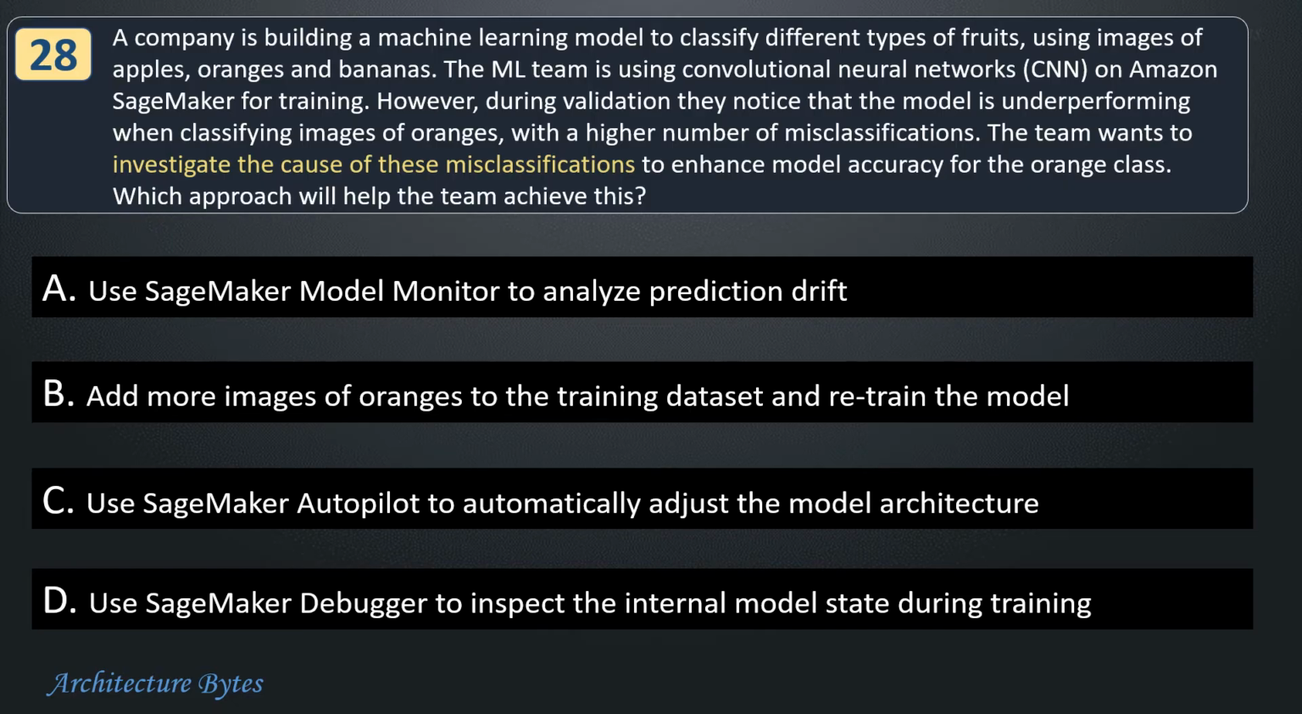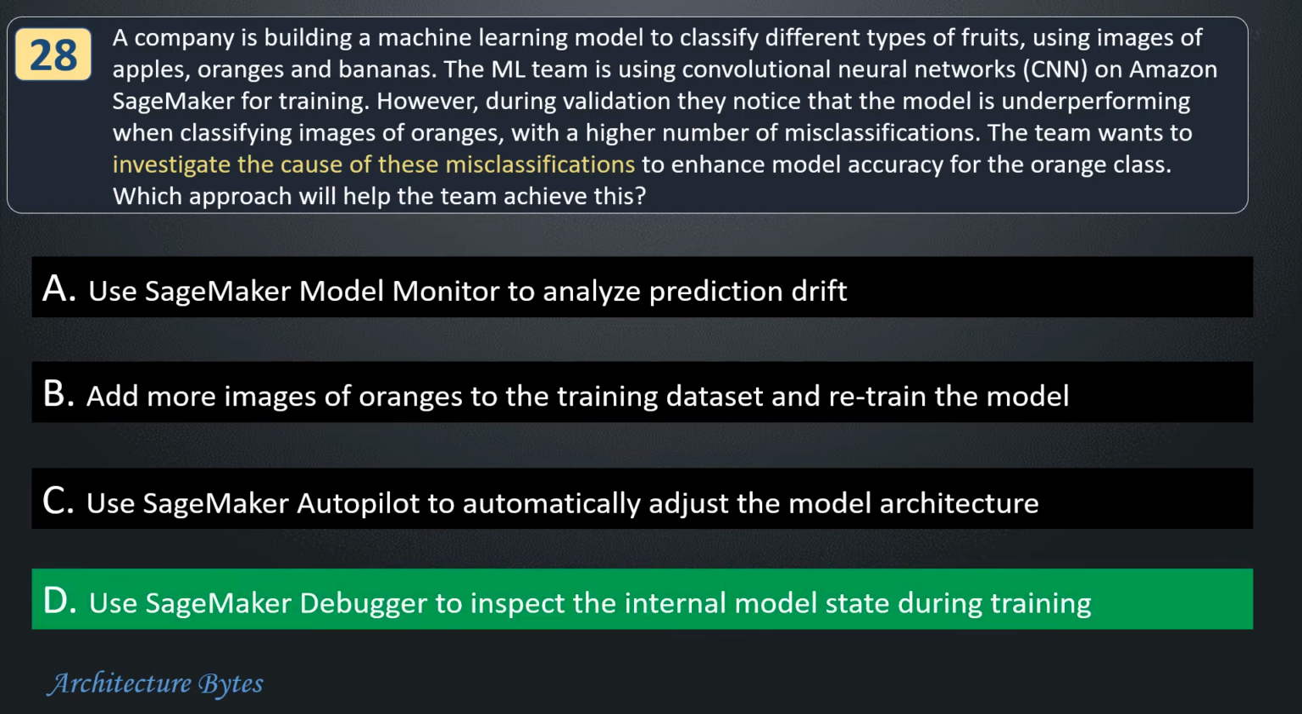Option A, use SageMaker Model Monitor to analyze prediction drift. Option B, add more images of oranges to the training dataset and retrain the model. Option C, use SageMaker Autopilot to automatically adjust the model architecture. Option D, use SageMaker Debugger to inspect the internal model state during training.